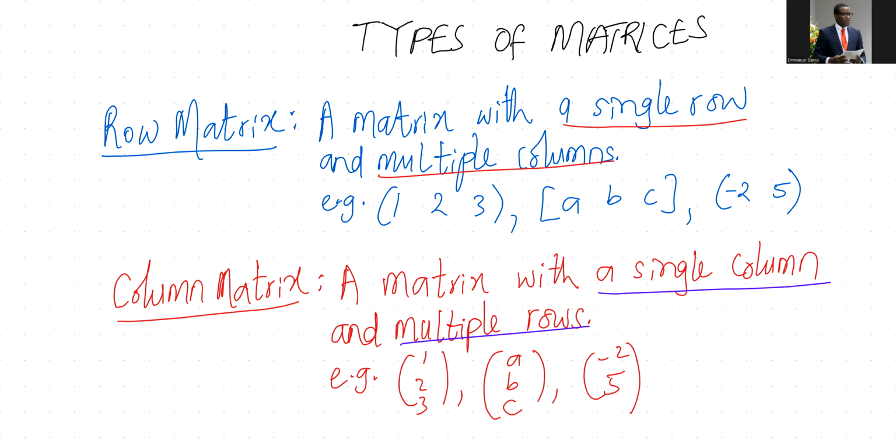Now, collectively, you can call these types of matrices vectors. So if we're considering linear algebra as a whole, we will be talking about vectors, and row and column matrices can be seen as vectors. Okay, let's move on to talk about other types of matrices.